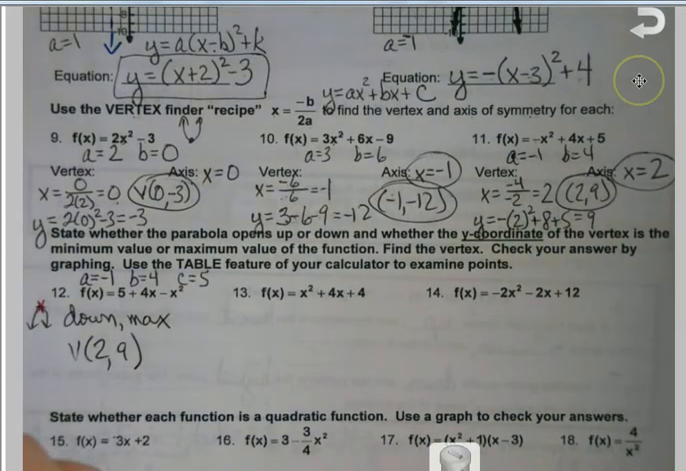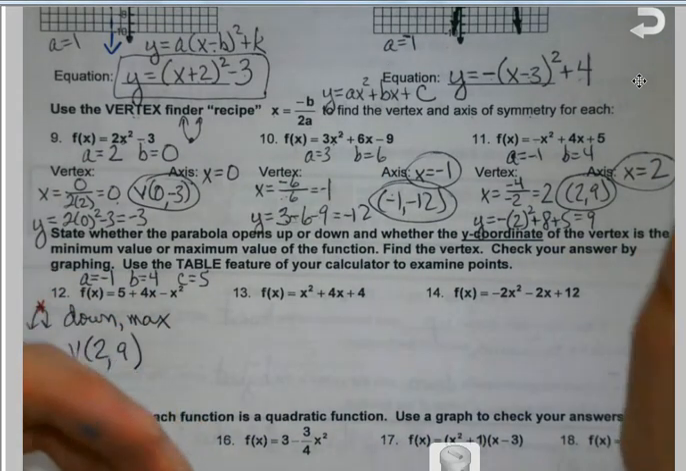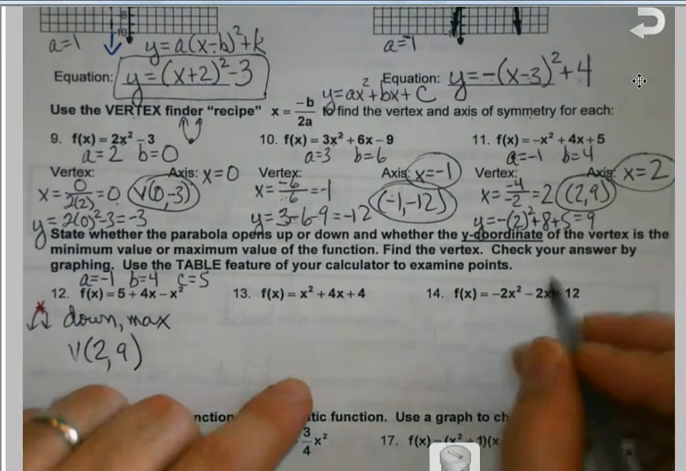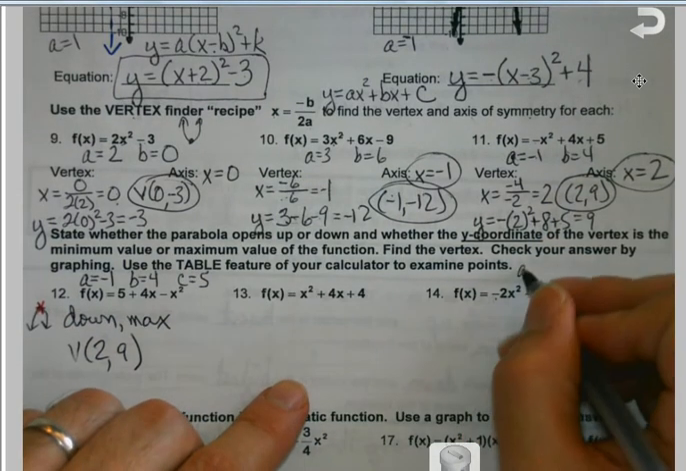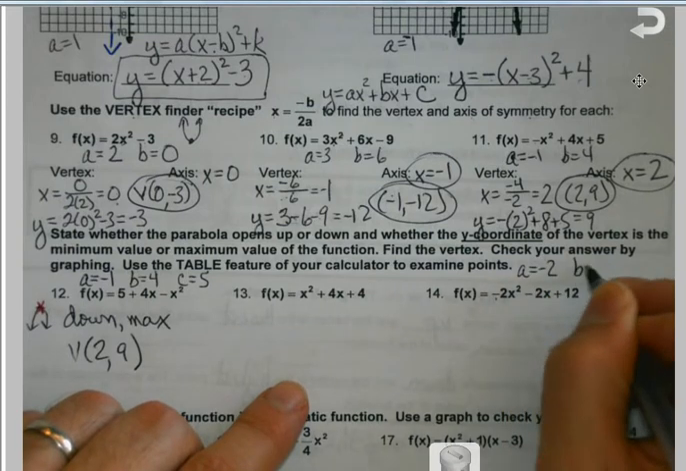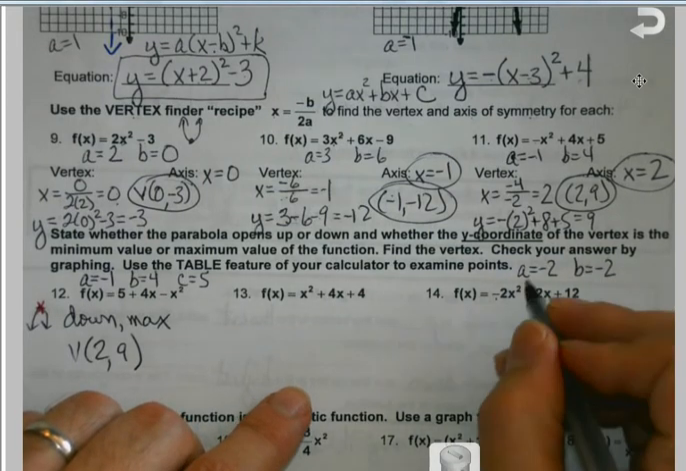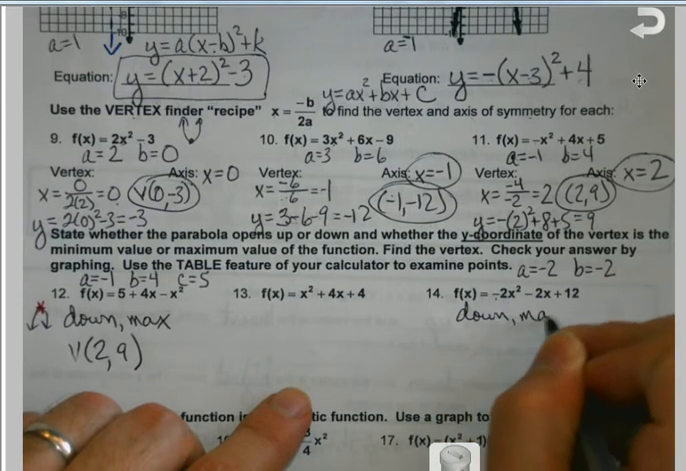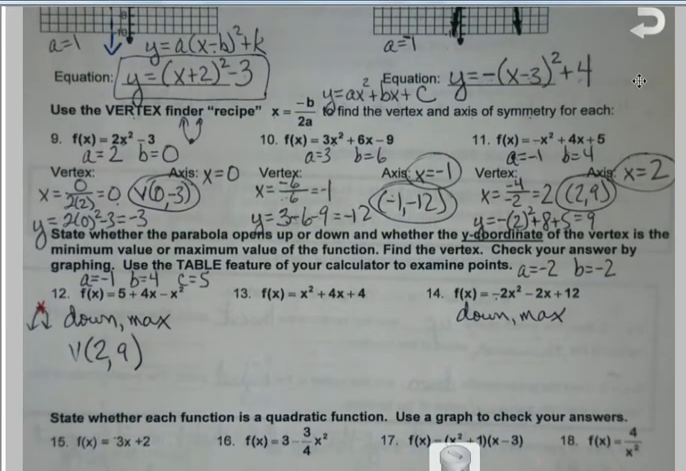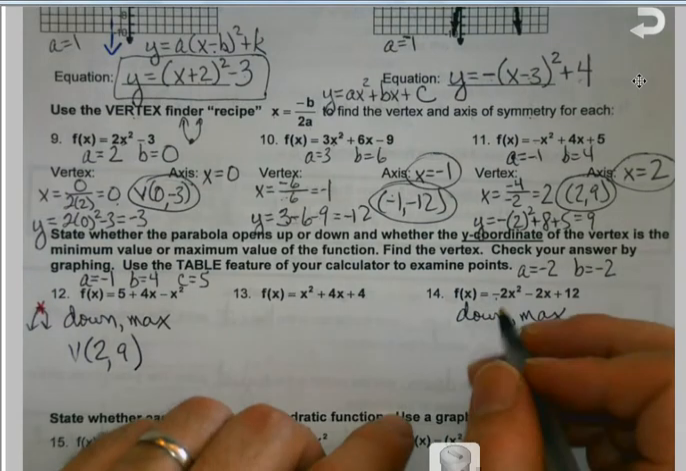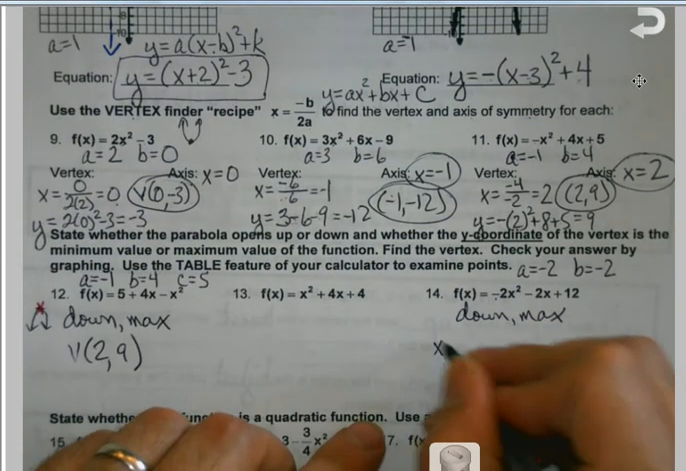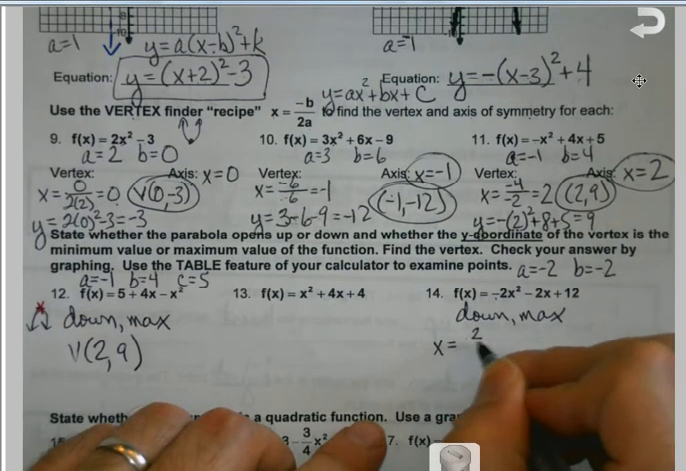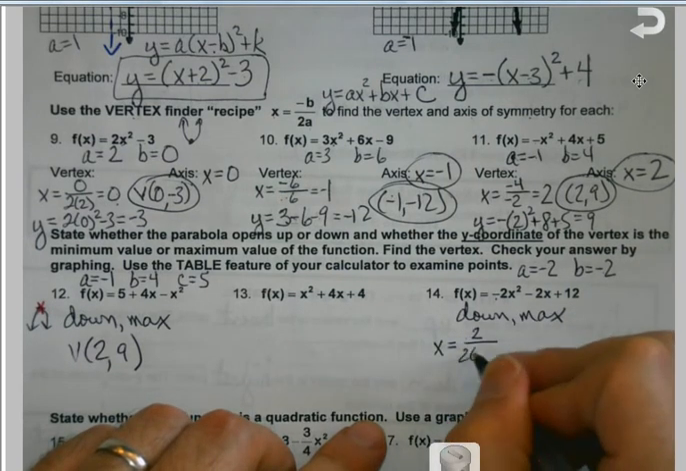But then there's always the ugly one, like 14. Ugh. You're like, why does this look so nasty? Because you're like, okay, let's see. My a value is -2. My b value is -2. The a value being negative tells me it's down, which means it's a max. What if I tried to crank this out with the recipe? Because maybe I don't have a graphing calculator available. So I'm like, okay, -2 is +2 over 2 times a.